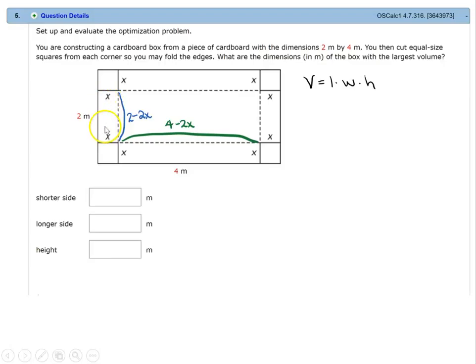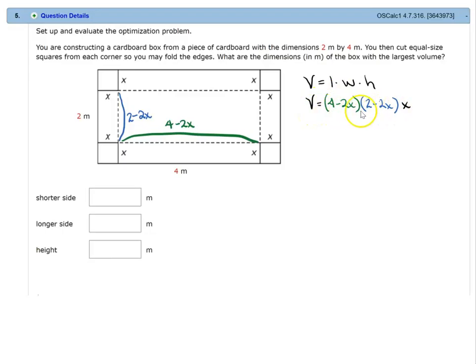Well, if you take these sides and you fold them up, this is going to be the height of your side, right? And that's x. So we could say that length is 4 minus 2x, width is 2 minus 2x, and height is x. So we're trying to maximize our volume. So this is the formula we're going to take the derivative of.